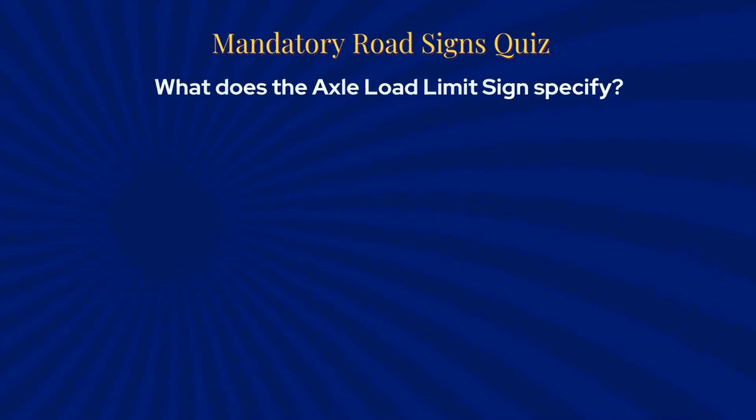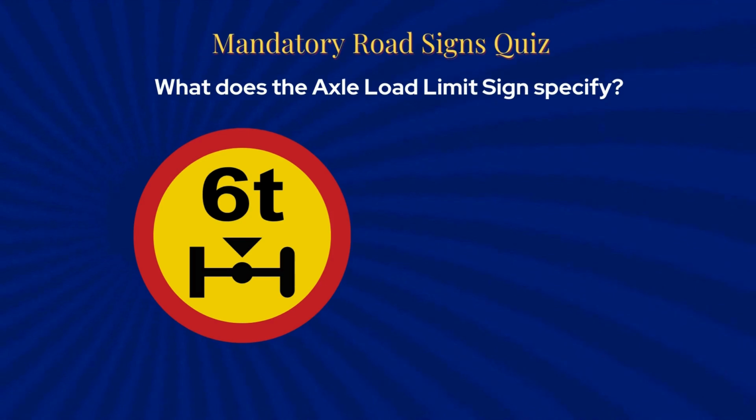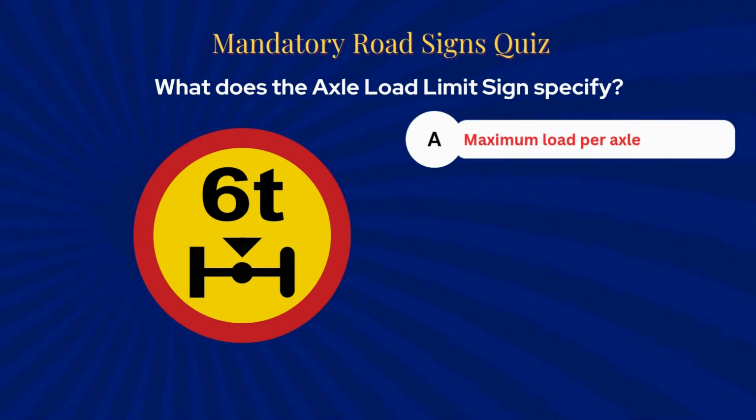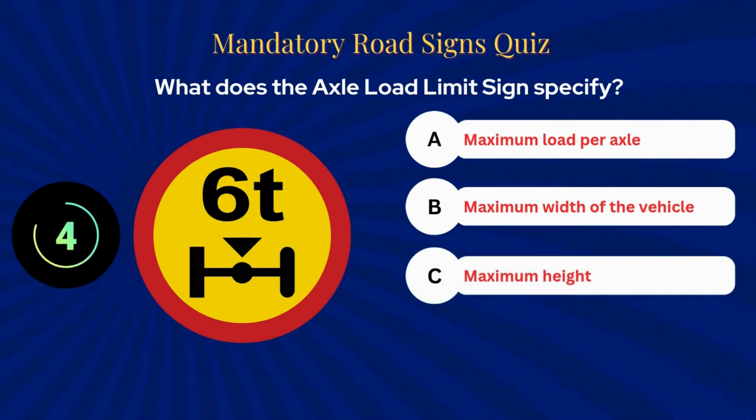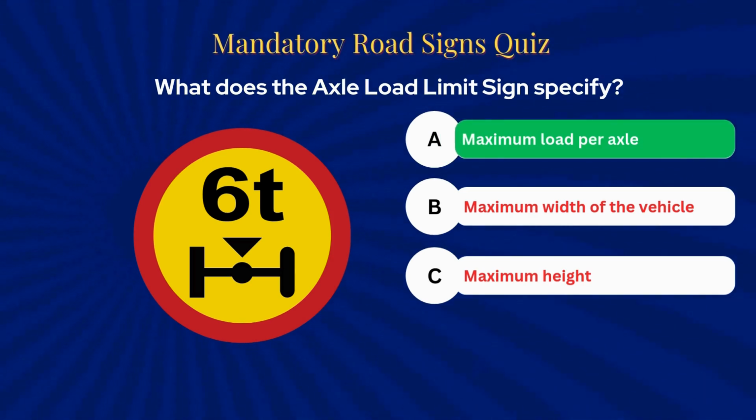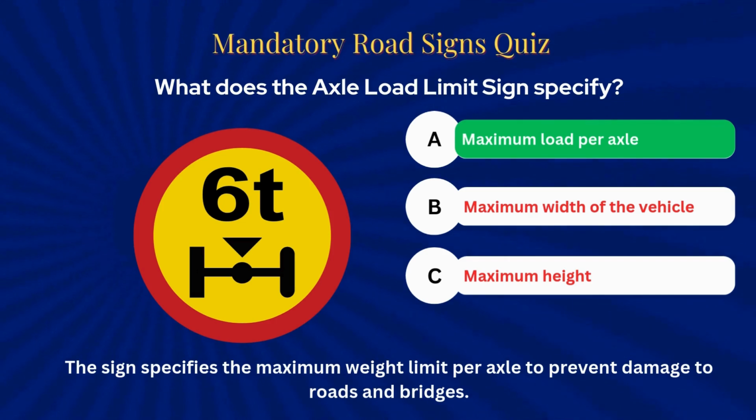What does the axle load limit sign specify? Options are maximum load per axle, maximum width of the vehicle, and maximum height. Answer is maximum load per axle. The sign specifies the maximum weight limit per axle to prevent damage to roads and bridges.